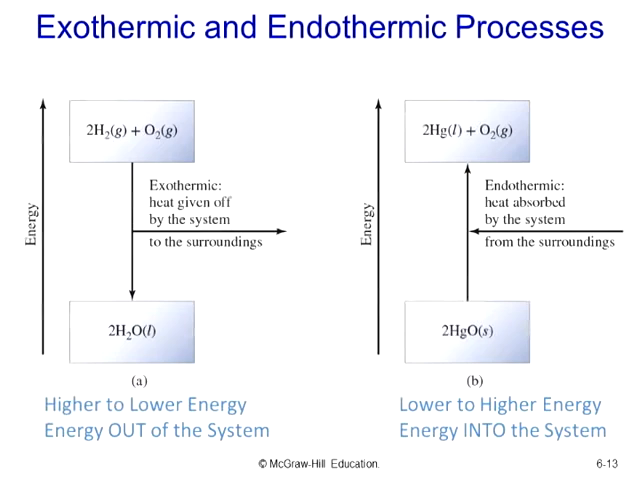In the case of an endothermic process, note that we have mercury and oxygen in a higher energy state than the mercury 2 oxide. In this case, energy from the surroundings is used to carry out the transformation from the lower energy molecule, compound, to decompose it to the liquid mercury and the gaseous oxygen. Lower to higher energy, energy into the system.